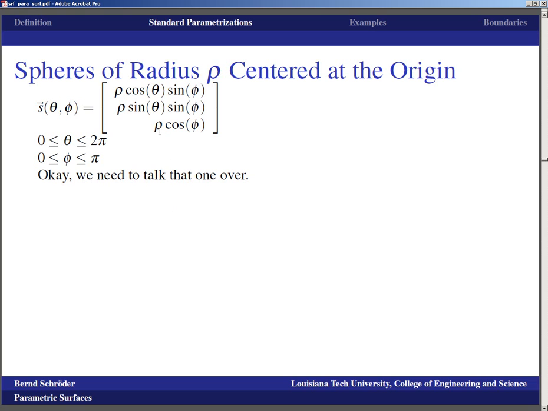The connection between z and the radius isn't quite clear, but we can see that if we take this radius and square it and add it to the square of z, we get rho squared sine squared phi plus rho squared cosine squared phi, and that's equal to rho squared, which does make sense, because that radius sticking out plus the z ought to give us the distance to the origin.